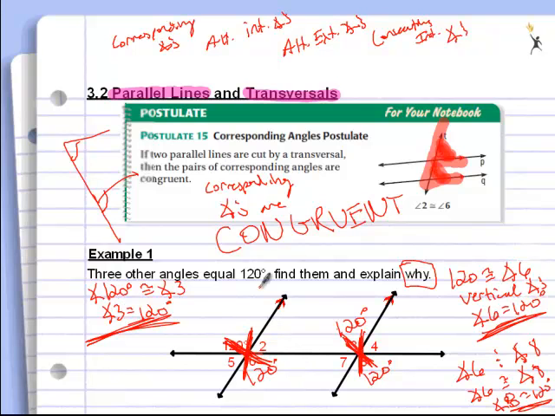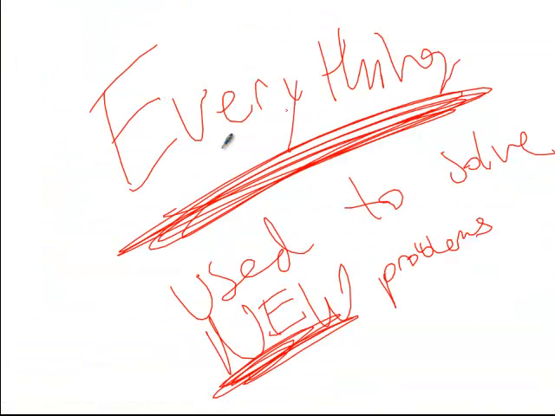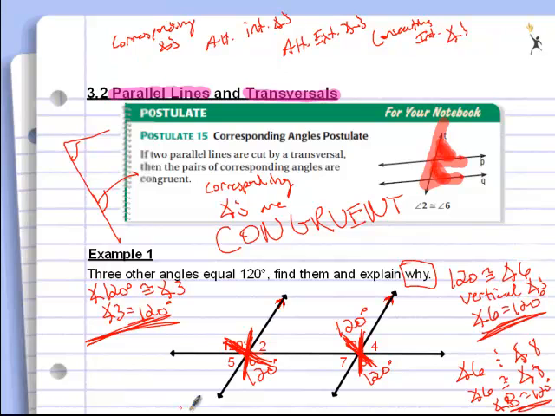The fact that you knew angle 3 was 120, we could have used vertical angles to find out what angle 8 was. We didn't need corresponding. Be able to take everything you've already learned and apply it to new problems. So there we're dealing with corresponding angles being congruent.